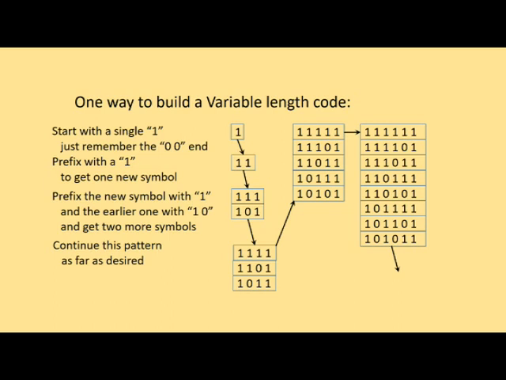And I can continue this in like manner by prefixing the symbol 1 bit less in length with a 1, and the symbol 2 bits less in length with a 1, 0. So I have 1 symbol with a single bit, 1 symbol with 2 bits, 2 symbols with 3 bits, 3 symbols with 4 bits, 5 with 5 bits, 8 with 6 bits, and so on. And I can continue this as far as I desire.